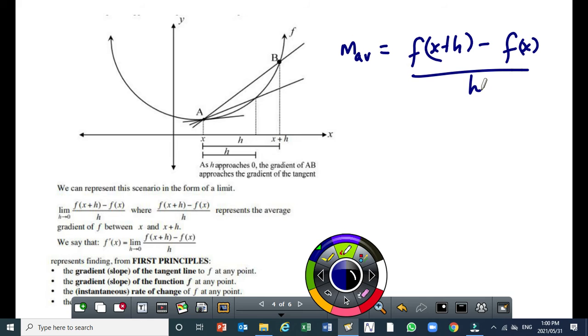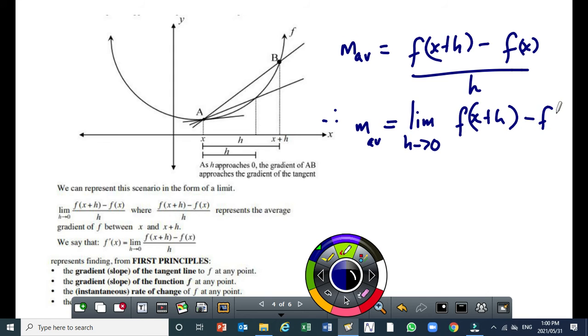But now, if the value of h approaches 0, the gradient of the function becomes equivalent to the gradient of the tangent at that specific point. Therefore, we can write this as m equal to the limit as h approaches 0 of f of x plus h minus f of x all over h.